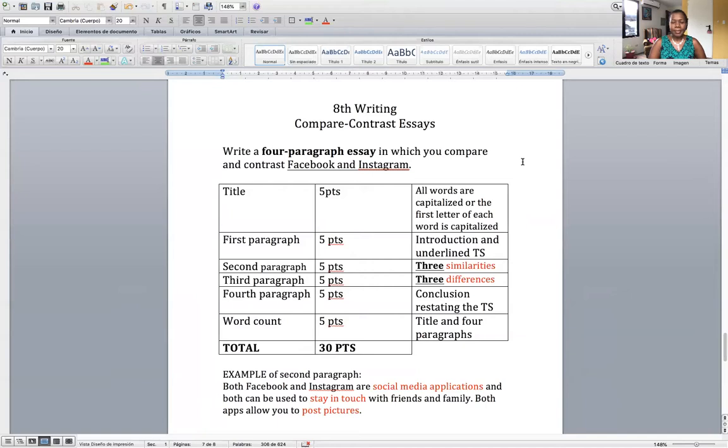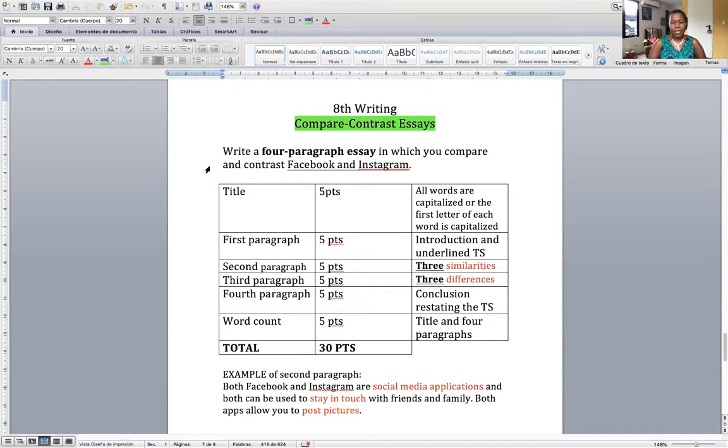Here's the rubric. You're going to write 4 paragraphs this time. Your title is going to be worth 5 points. Remember, there's a specific way to write titles in English. Either everything is capitalized or the first letter of each word is capitalized, just like it's here, compare, contrast essays. Capital letter and the first letter of each word. That's worth 5 points.